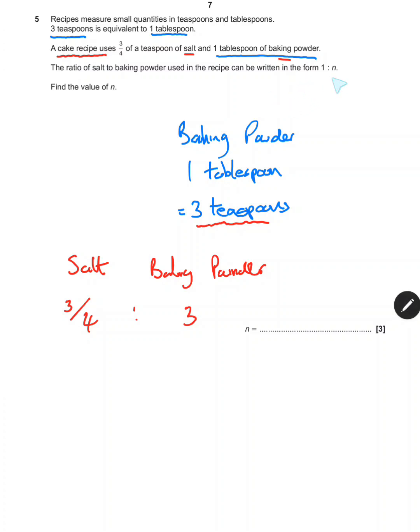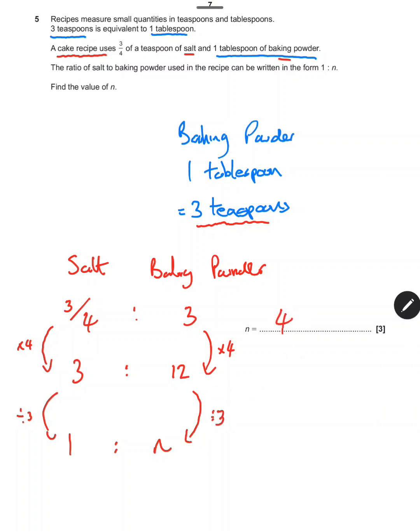What we're trying to do is write this in the form 1 to something, 1 to n. So we've just got to convert this ratio so we can get a 1 where this salt is. So what we can do first is maybe times by 4. And what that will do is get rid of this divide by 4. And you're left with 3 to 12. And then how do we get a 1 there? We're going to divide by 3. So divide by 3. And your n is 12 divided by 3, which is 4.